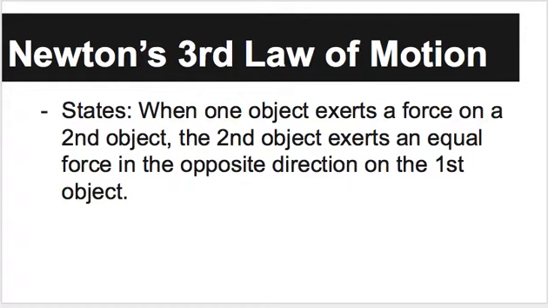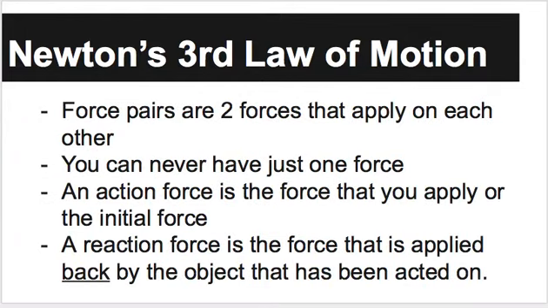So Newton's third law again states that when one object exerts a force on a second object, the second object exerts an equal force in the opposite direction of the first object. So force pairs are two forces that apply on each other. You can never have just one force, which is partly true. On Earth it's for the most part true.